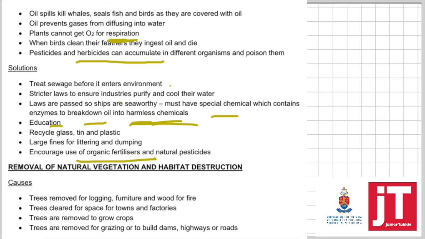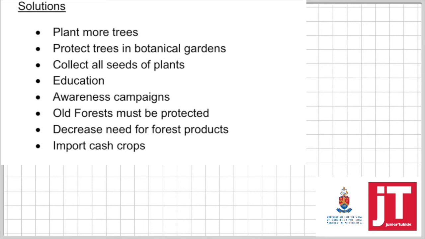Now, when we remove them for logging, furniture, wood, we clear them for towns, to build towns, factories, to grow crops. We remove these trees for grazing, to build dams and highways. And that's not good, because all those organisms that depended on those trees are now going to be displaced. There'll be more pressure on other environments. These organisms can go extinct.